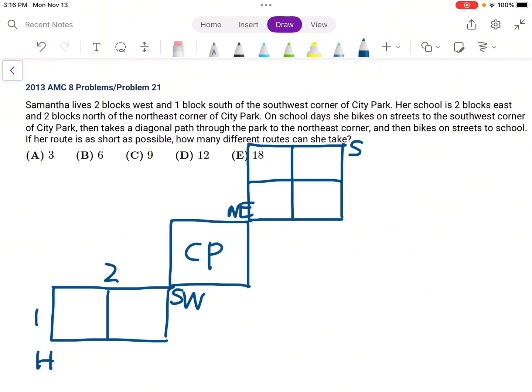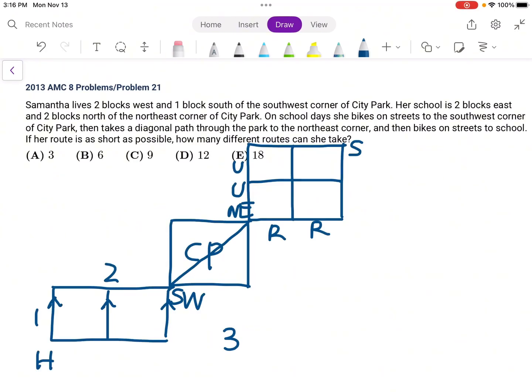So first, let's look at from home to southwest corner of City Park. There are 3 vertical lines. That means there are 3 ways from home to southwest corner of City Park. And then when she arrives at the southwest corner, she takes the diagonal route to get to the northeast corner of the park. After that, she needs to go 2 blocks to the right and also 2 blocks up to get to her school.